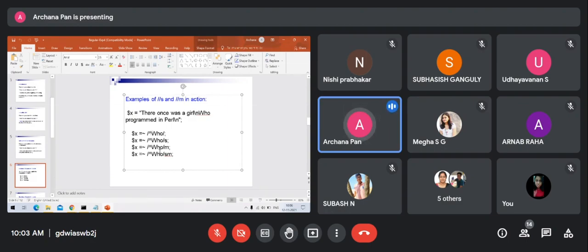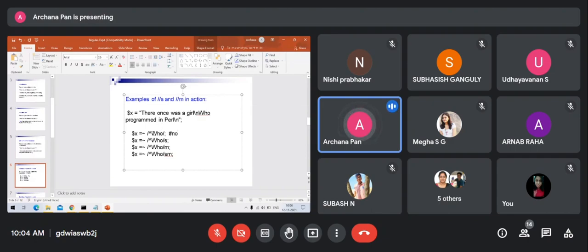Here, without modifier, we didn't use any modifier. Here we have used the modifier s. Here the modifier m, and here s and m together. Now, in general, will it match if the sentence is starting with "who"? Whether it will match or not? No, because "who" is in the second line.